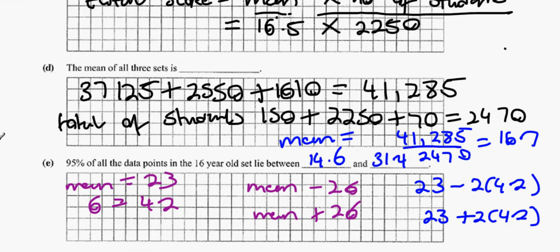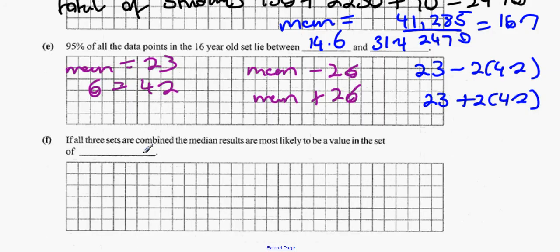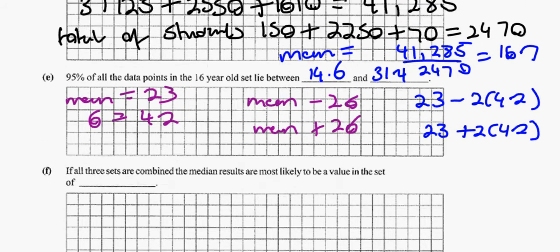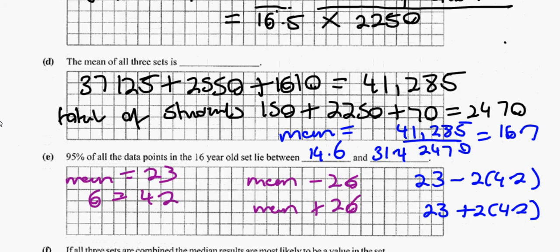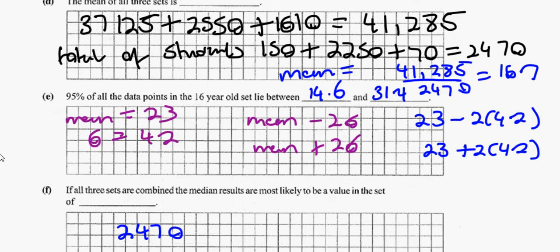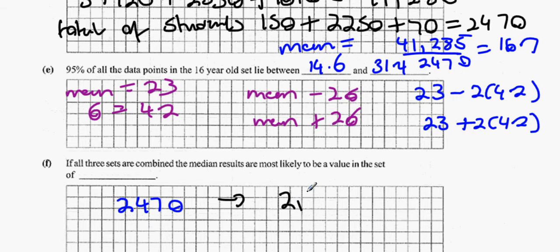Okay. F. If all three sets are combined, the median result is most likely to be the value in the set of. Now remember that in total, the total number of students is 2,470. The majority of these students belong to the 5-year-olds. Remember, out of these students, there's 2,250 5-year-olds. This means that the median, or the middle person, is most likely going to be in this set. Okay, so it's going to be of the 5-year-olds.